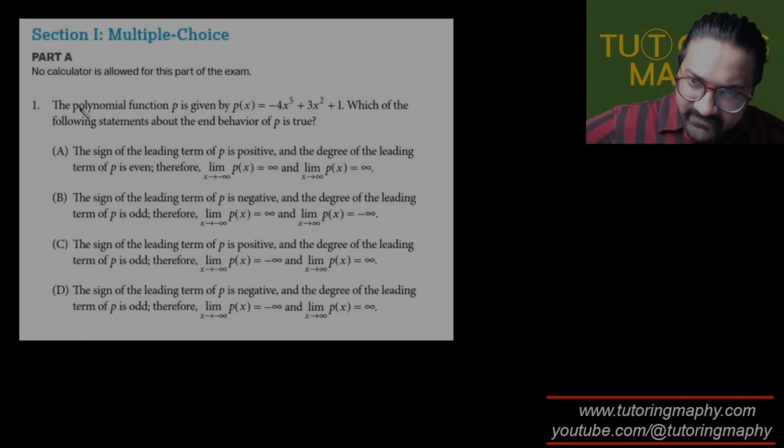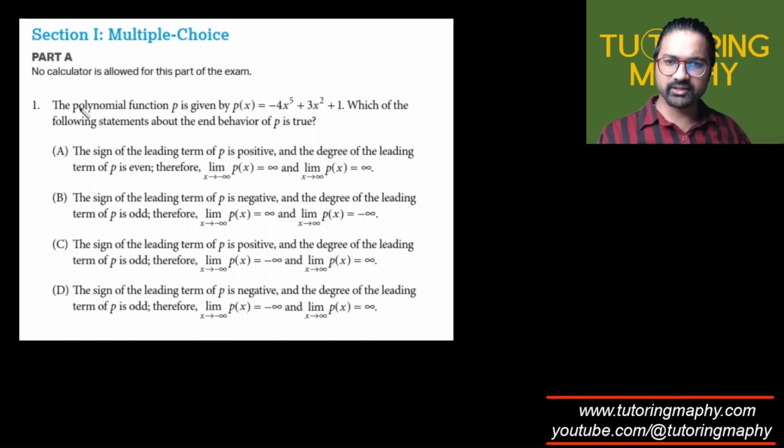So let's talk about the first question. They are talking about polynomials. The polynomial function p is given by negative 4x raised to 5 plus 3x squared plus 1, and which of the following statements about the end behavior of p is true?